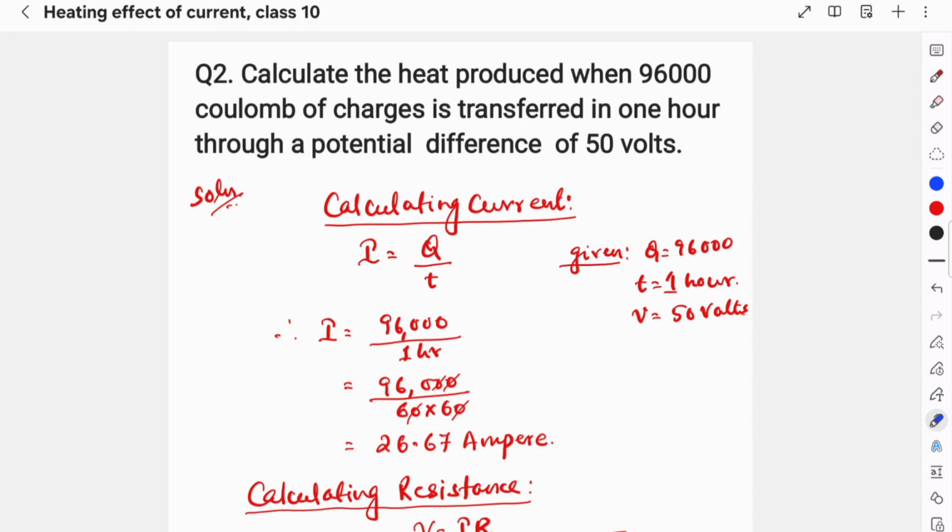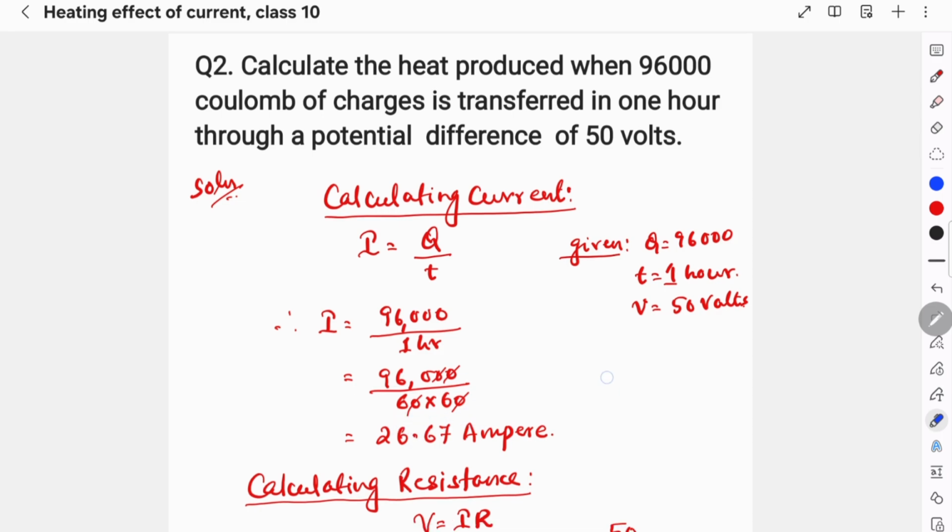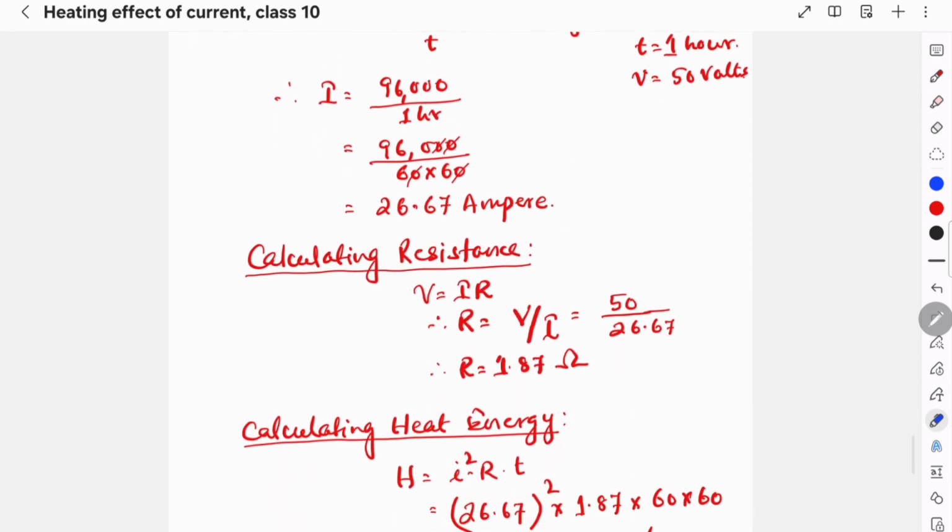To calculate the current, we use the formula I is Q by T. Now the value of Q is given as 96,000 and the time is 1 hour. 1 hour is basically 60 into 60 seconds. So this becomes 96,000 divided by 60 into 60. So this gives us 26.67 ampere of current. So this amount of current is flowing.